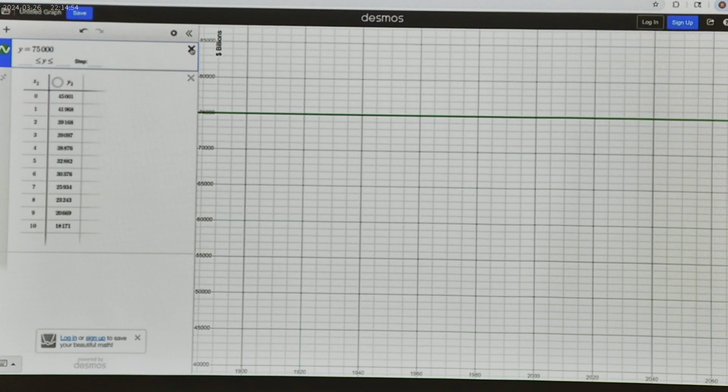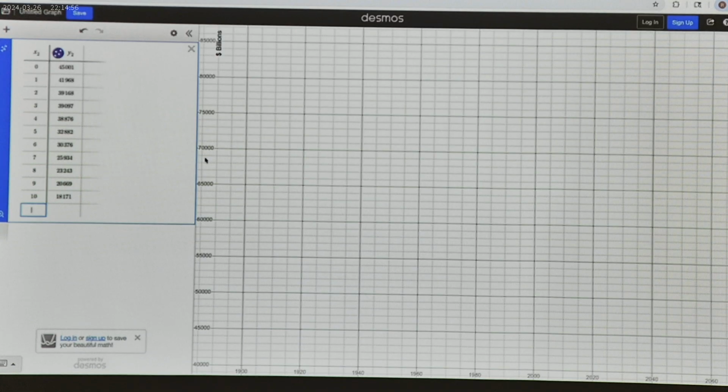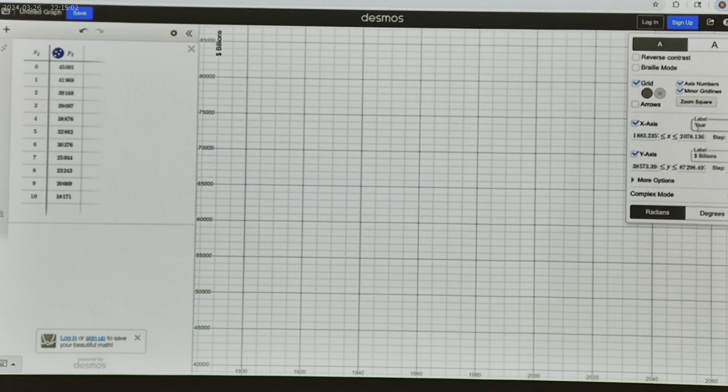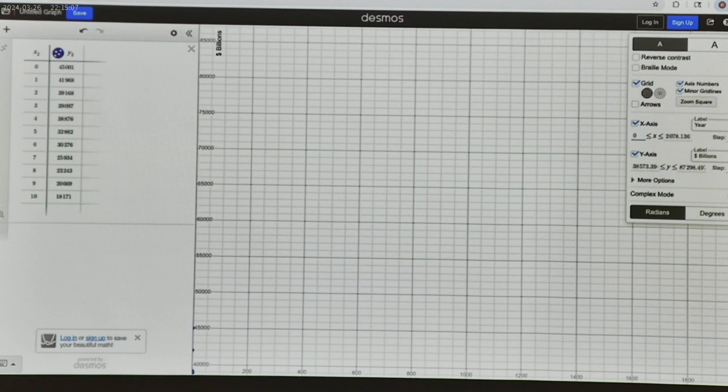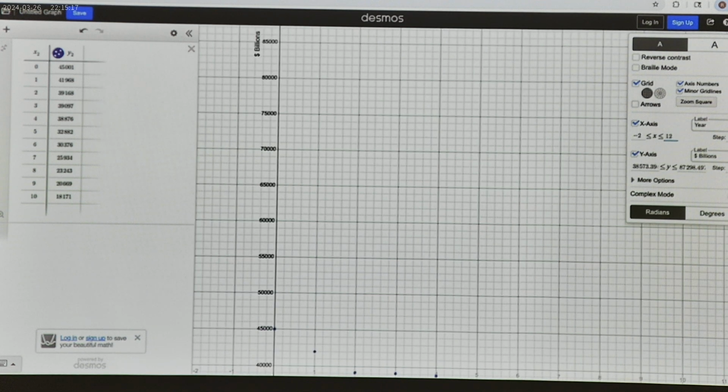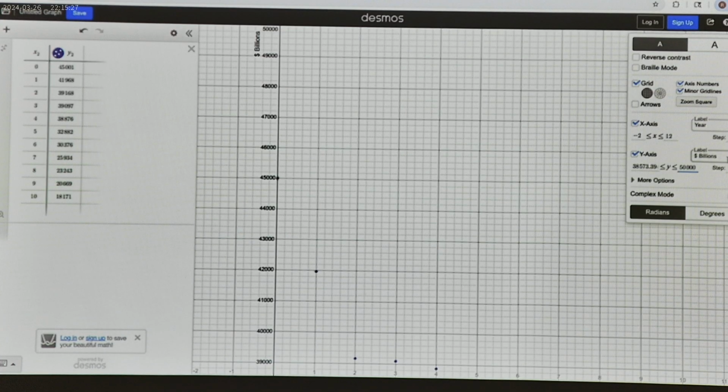Go ahead and close these ones down. For the second one, it's going to be years since purchased and the resale value of a Honda. So label year, but instead of 1883, we're tracking how many years since the sale. So the x-axis is going to be, I'm going to put it at -2, and then the top value for x is 10, I'm going to say 12. Let's see, the y-axis, it's going to start at 45,000, so I'll make the top value 50,000. And then for the label, I'm just going to put dollars.